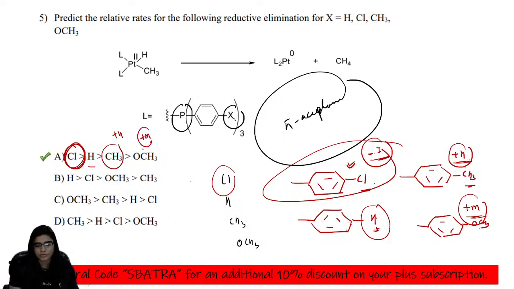Okay, so the +M effect is more dominating, so it will give more electron density to this benzene ring rather than taking electron density from this benzene ring. Okay, so we can say that option A is definitely the correct option.